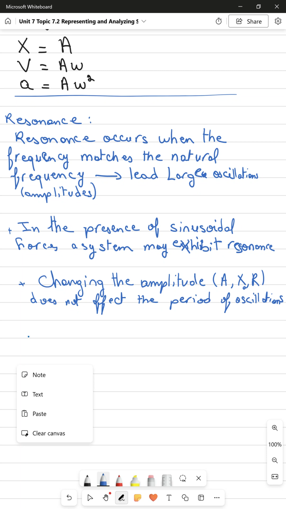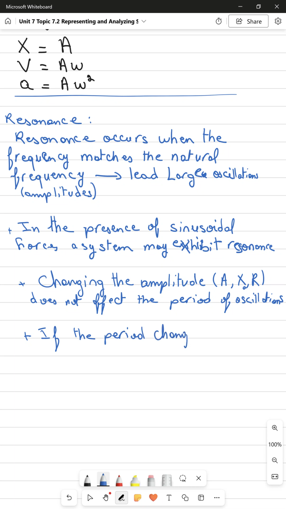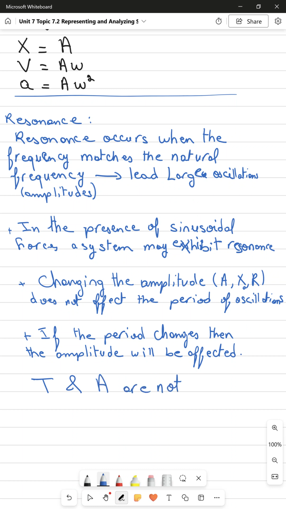And same thing, if the period changes, then the amplitude will not be affected. So they are not related. We can say that T and the amplitude A are not related. Changing one will not cause any changes in the other. That's it for 7.1.